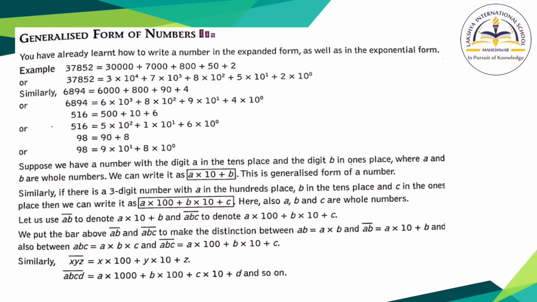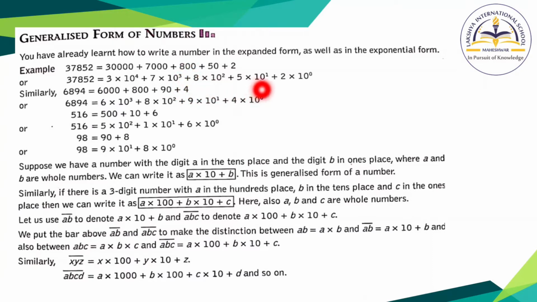Here you can see, first you have to express them, suppose 37852 is given here. Now first you have to write 30,000 plus 7,000 plus 800 plus 50 plus 2. Now how can we write 30,000? 3 into 10 to the power 4, because there are 4 zeros. Now 7,000, so we can write 7 into 10 to the power 3, because there are 3 zeros. 8 into 10 to the power 2, because there are 2 zeros.